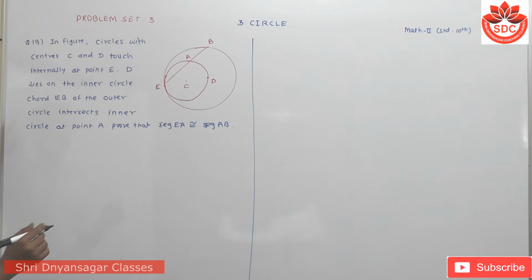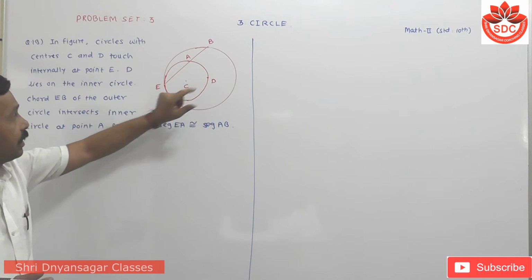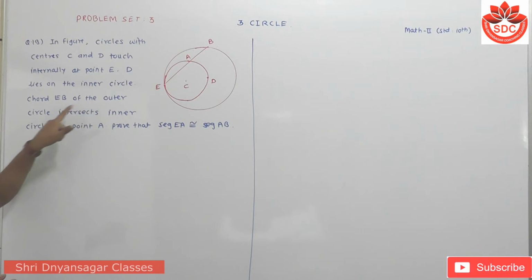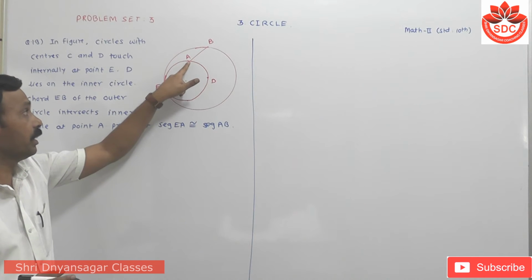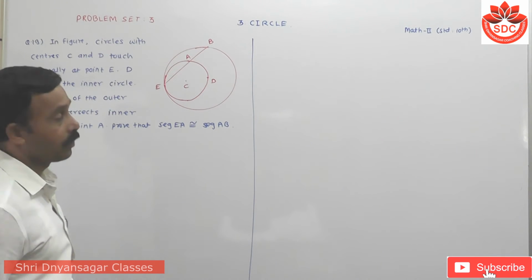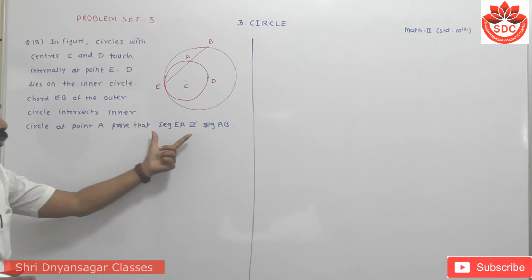The next question is question number 19. In this figure, circles with centers C and D touch internally at point E, D lies on the inner circle, chord EB of the outer circle intersects the inner circle at point A. Prove that EA is congruent with AB. Up to this is given. You have to write it at home, and this is to prove.